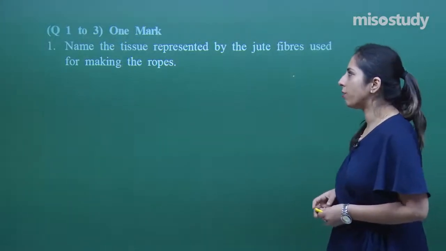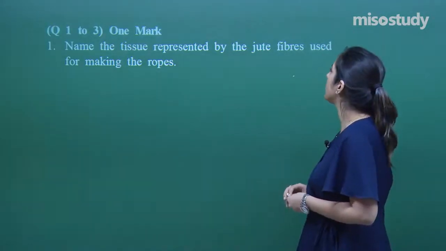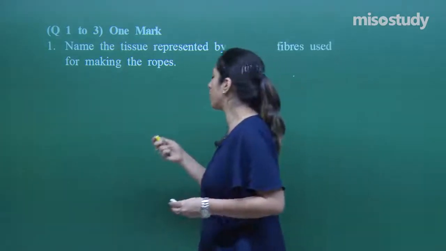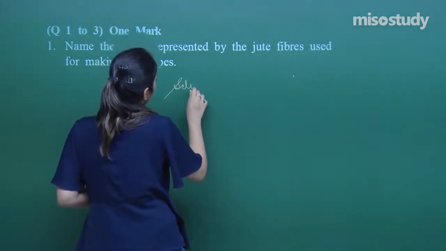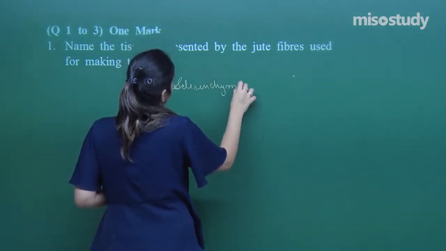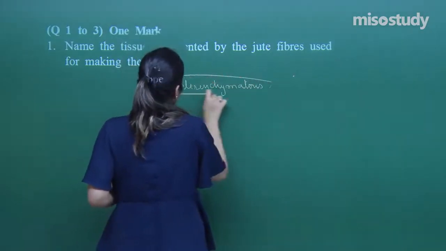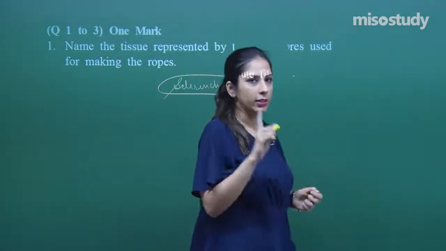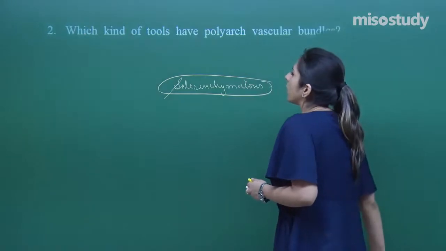Question number 1 is of 1 mark. It states: name the tissue represented by the jute fiber used for making ropes. We all know ropes are made up of, it's a very direct question, sclerenchymatous tissue. Or you can say they are made up of sclerenchyma, right? This was the first question. Now let's move towards the next question.